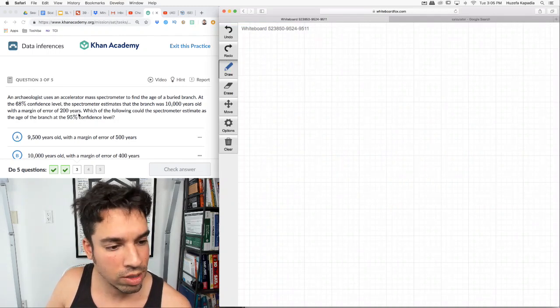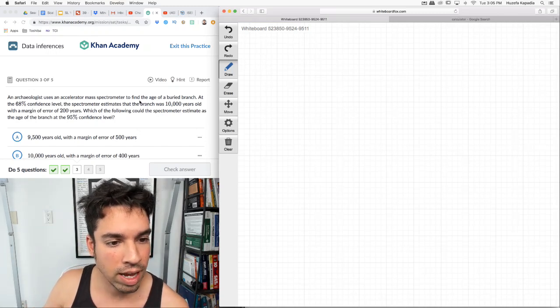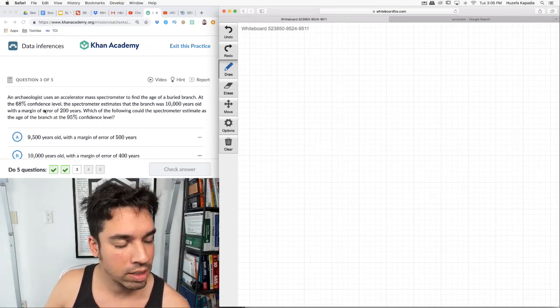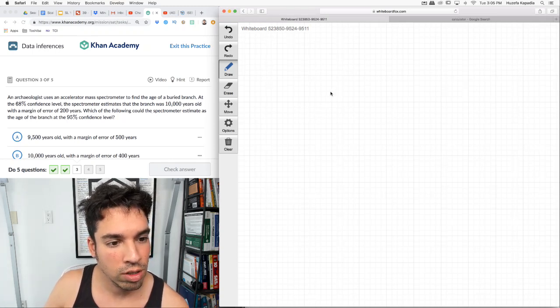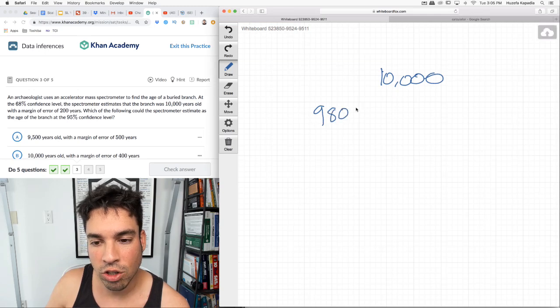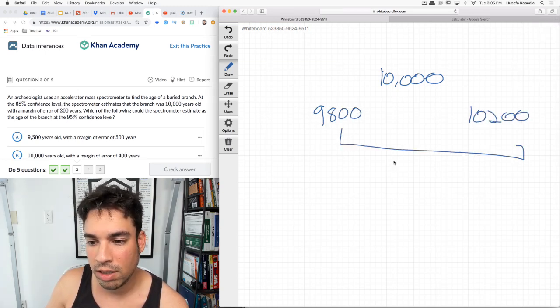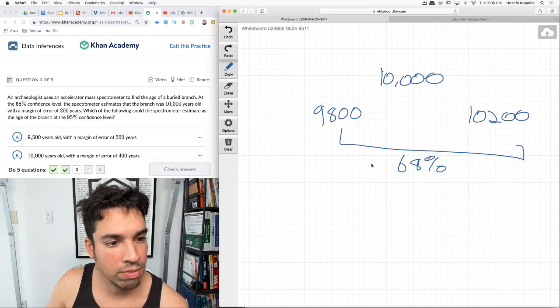An archaeologist uses an accelerator mass spectrometer, which, don't even get bogged down in what that is, it doesn't matter, to find the age of a buried branch. At a 68% confidence level, the spectrometer estimates that the branch was 10,000 years old with a margin of error of 200 years. So we're talking about a margin from 9,800, where I subtract that 200, up to 10,200. Okay, and this is at 68% confidence.